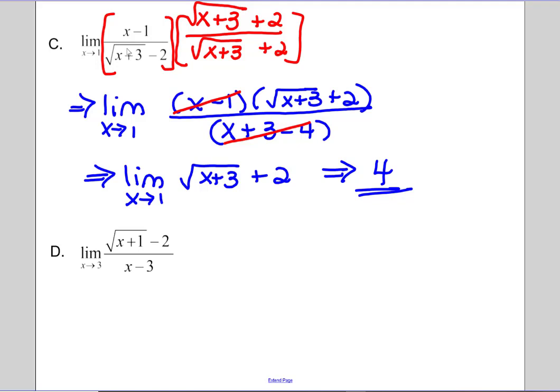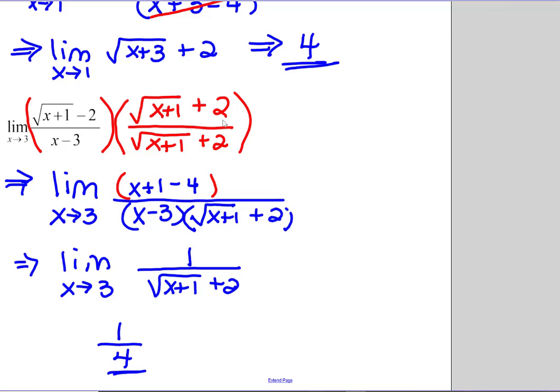Now in the first one, on part C, I used the conjugate of the denominator, distributed through, and canceled a common factor of x minus 1 from the top and the bottom. That left me with just this term in the top, and I substituted 1 in place of x and got the square root of 4 plus 2, which was 2 plus 2 for 4.